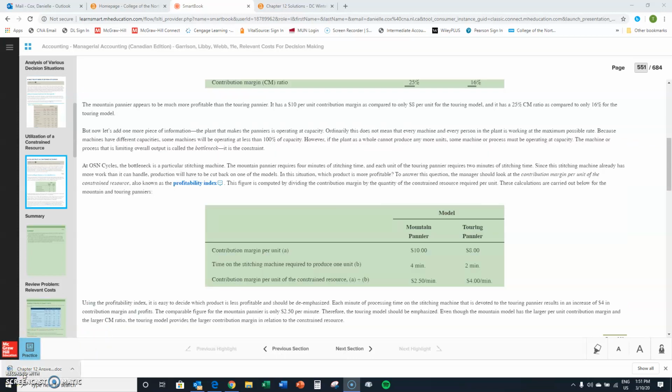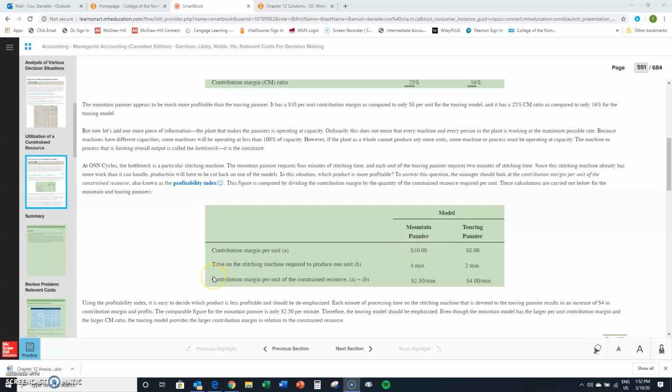One last thing I wanted to point out in this chapter is on page 551: the profitability index. It's the contribution margin per unit of constrained resource. We all know contribution margin per unit. Just for example, if we had a constraint and we could only do so much of each product, you'd look at this and say our contribution margin for this product is higher, so we should make that.